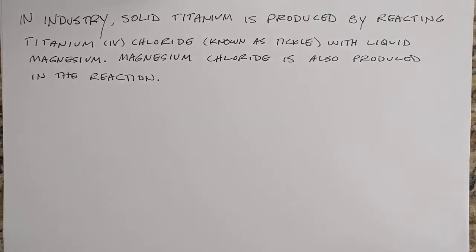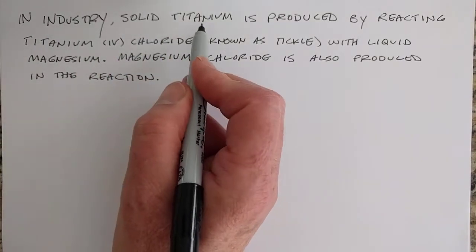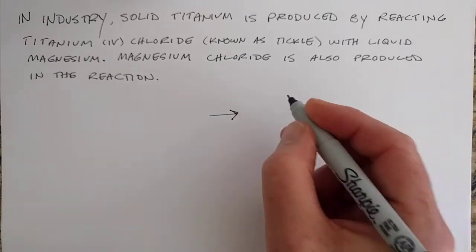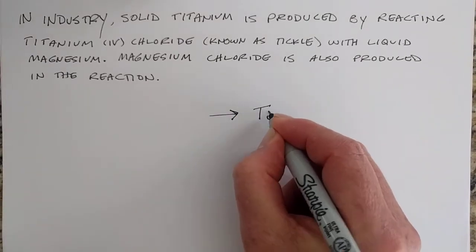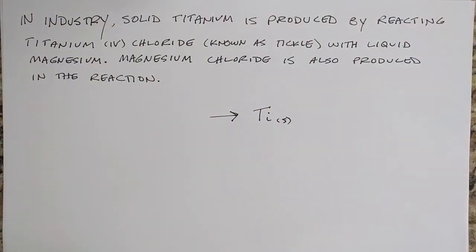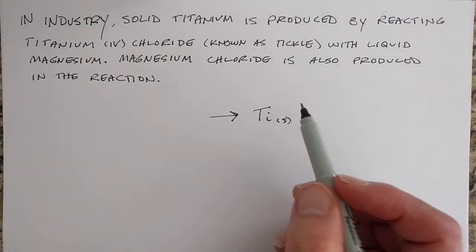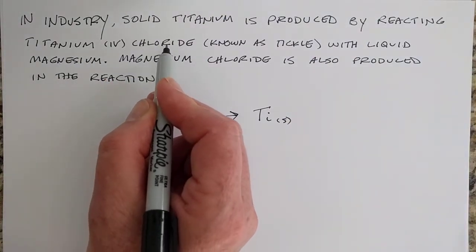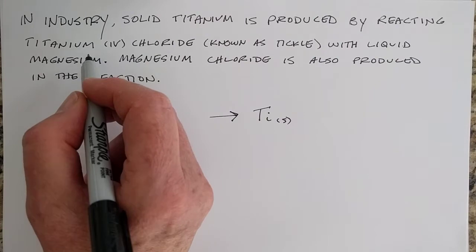So we want to write our equation. We have to figure out what the reactants are and what the products are. This is telling me solid titanium is produced. So if I write my yield sign, titanium goes on this side of the arrow because it is a product. By reacting titanium Roman numeral 4 chloride, so this is a reactant.